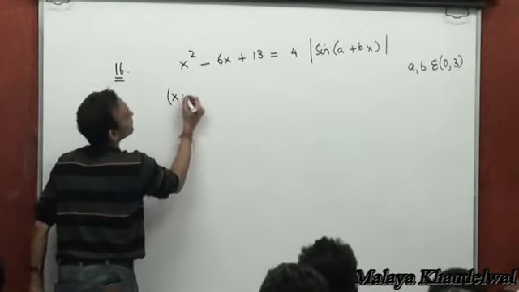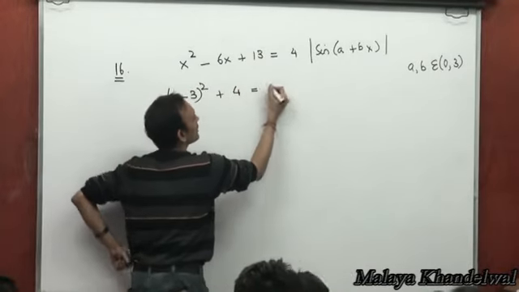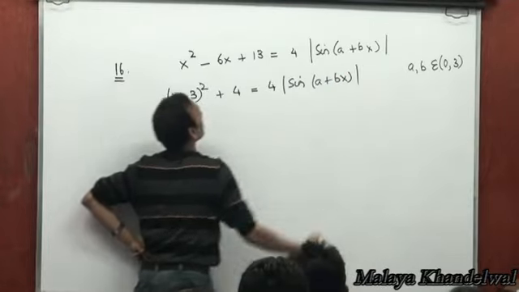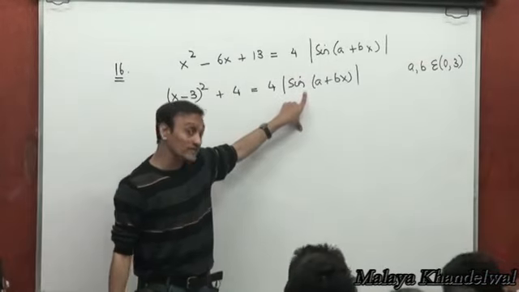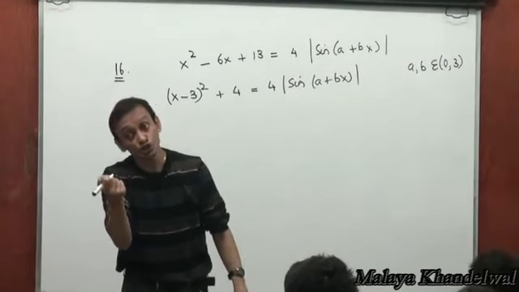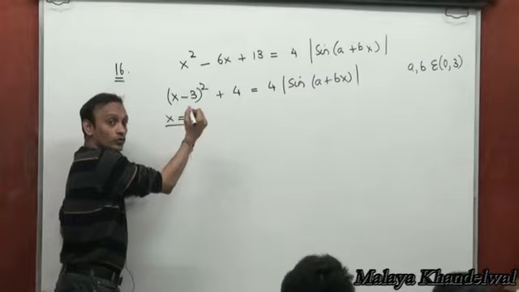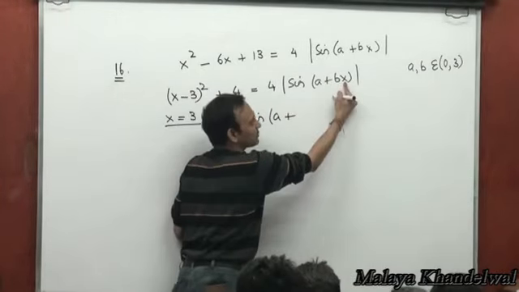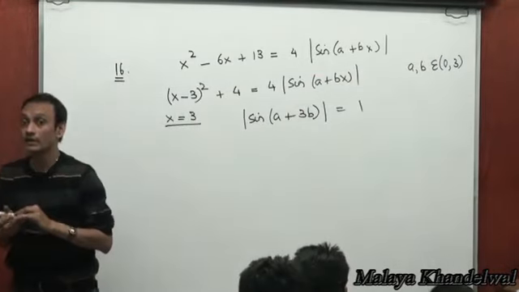Now the left hand side can be written as (x minus 3) whole squared plus 4, right? And the right hand side is 4 times mod sine of (a plus bx). The left hand side is always greater than or equal to 4. The right hand side is always less than or equal to 4. So the equality would occur only when both are equal to 4, and that would happen at x equal to 3. That means mod of sine of (a plus 3b) must be 1. Yes or no?